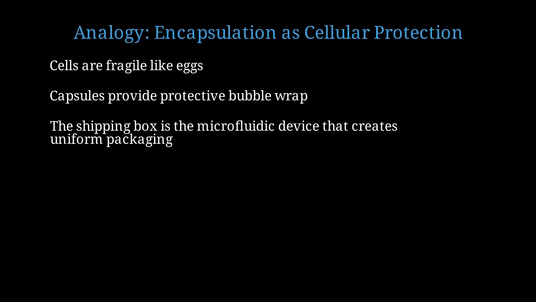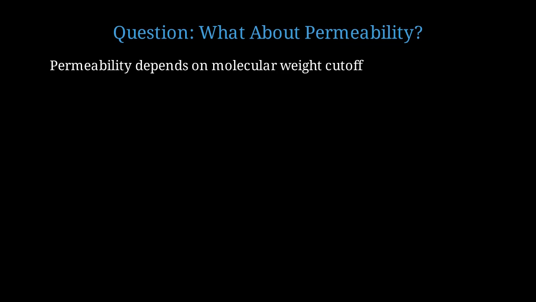Let me address one more important question. What about permeability? How do we control what can pass through the capsule wall? Permeability of capsules depends on the molecular weight cutoff of the material. Small molecules like oxygen and glucose can diffuse through, while large proteins cannot. For hydrogels, the mesh size of the polymer network controls diffusion. Tighter cross-linking creates smaller pores and reduces permeability.